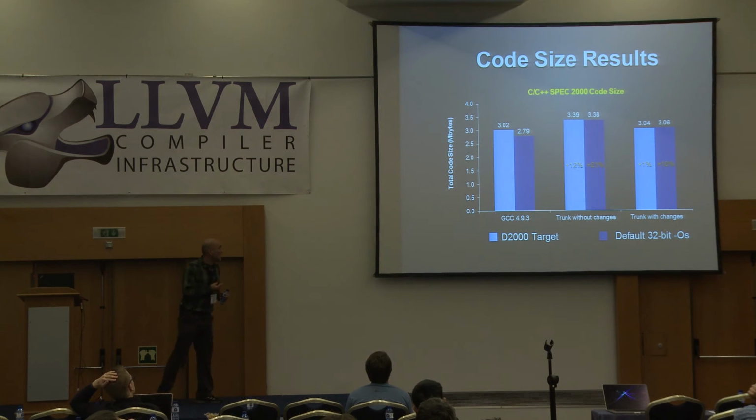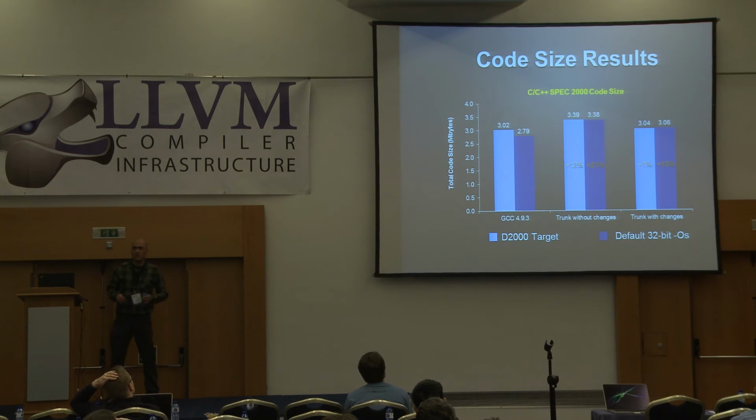The GCC size dropped a little bit, presumably because we don't need to do all of the soft-float calls, and we have x87. The LLVM size did not drop. We don't know why yet. We plan on following up on this.